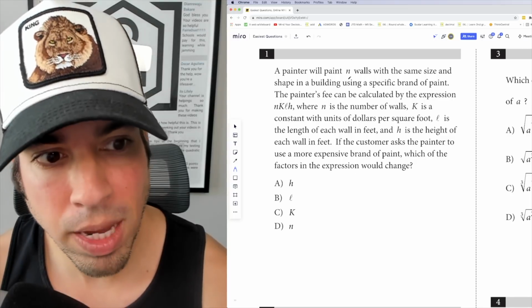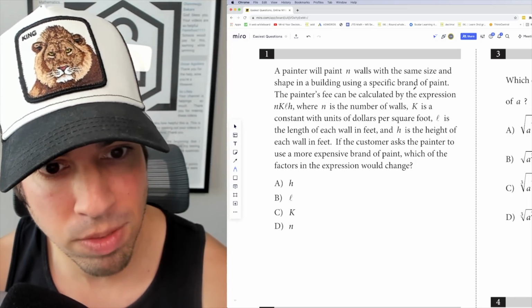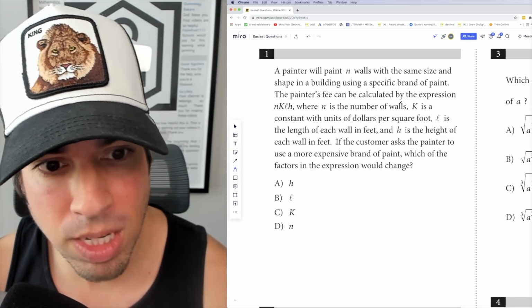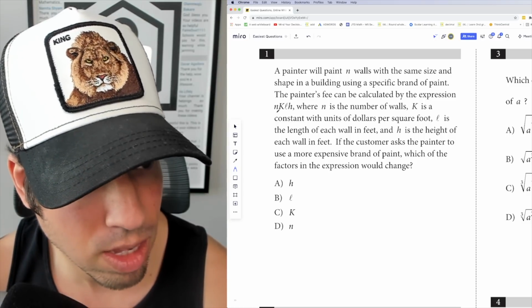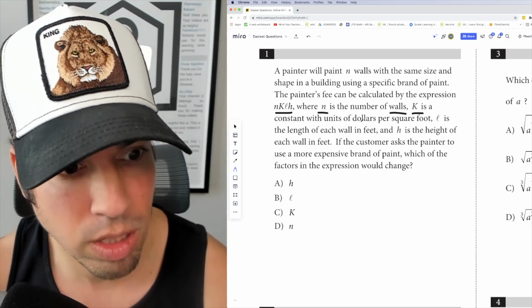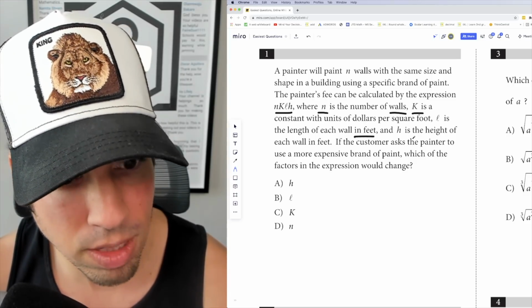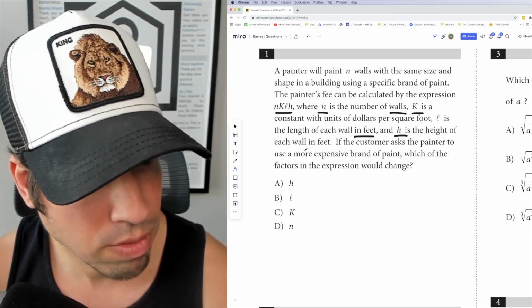Done. A painter will paint n walls with the same size and shape in a building using a specific brand of paint. The painter's fee can be calculated by the expression nkLh, where n is the number of walls, k is a constant with units of dollars per square foot, L is the length of each wall in feet, and h is the height of each wall in feet.